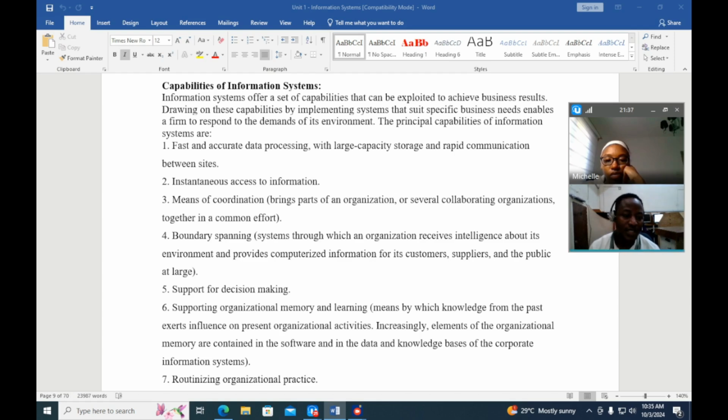And we can actually take advantage of these capabilities by implementing systems that are going to suit the specific business needs, and actually enable a company or an institution to respond to the demands of its environment, or rather its clients or its users, etc. The principal capabilities or the main capabilities of information systems include: 1, they are capable of fast and accurate data processing.